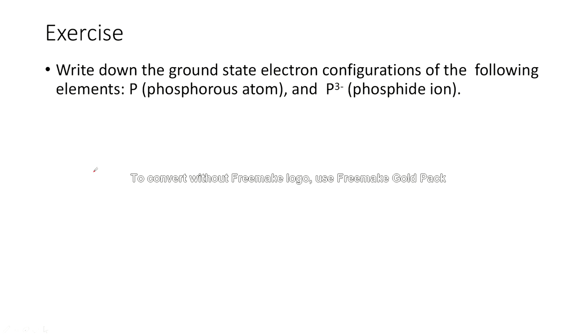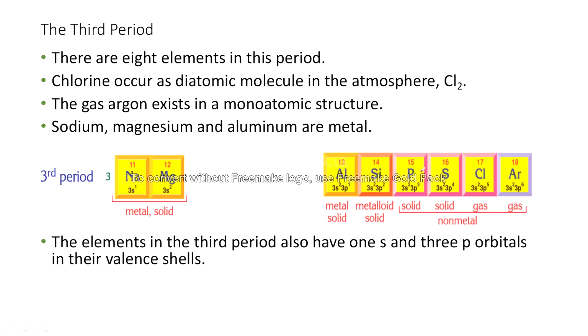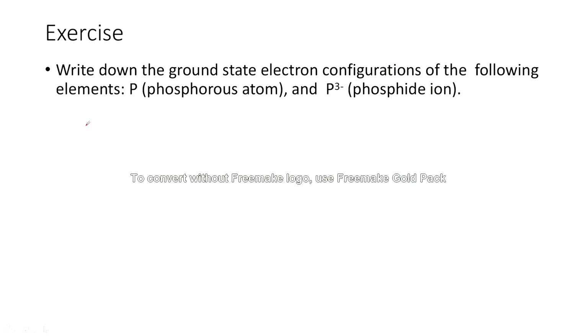Okay, your 30 seconds are gone. Let's try to solve that. We need to write down the electron configuration of phosphorus and the phosphide ion. Remember that phosphorus is part of the third period. To write the electron configuration, we first need the order of the orbitals.